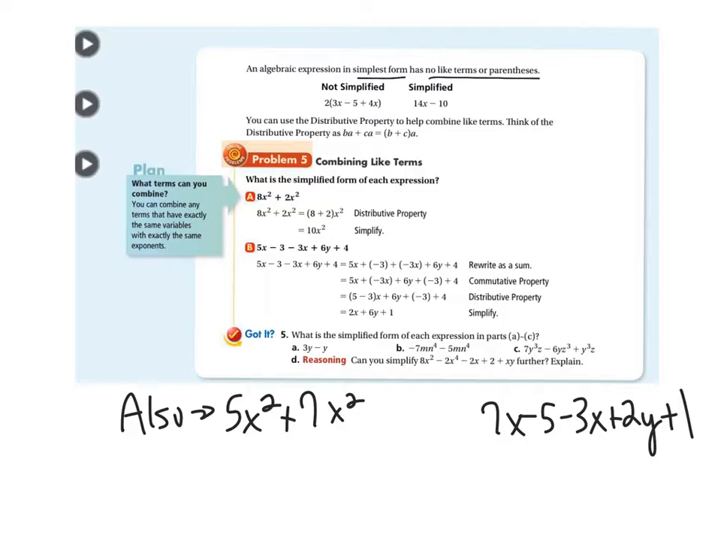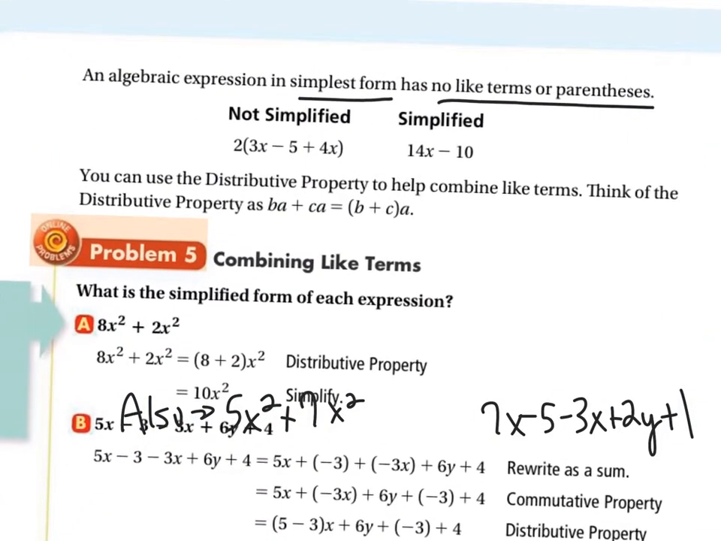So an algebraic expression is in simplest form if it has no like terms or parentheses. No like terms or parentheses if it's in simplest form. So if they ask you to simplify something, it shouldn't have any like terms in it still. It shouldn't have any parentheses still in it. So there's an example, not simplified versus simplified.